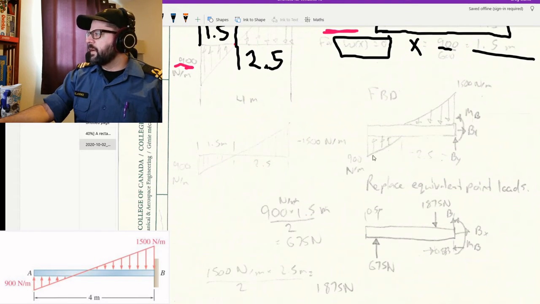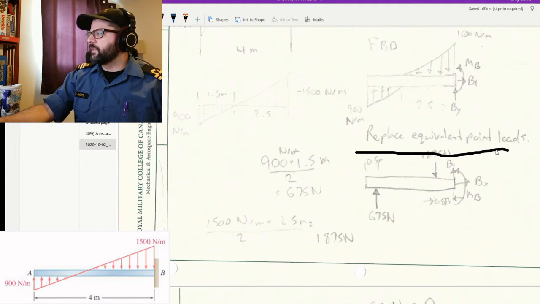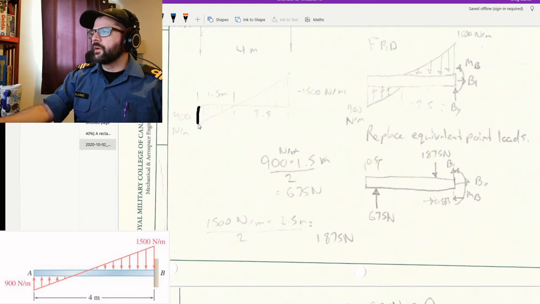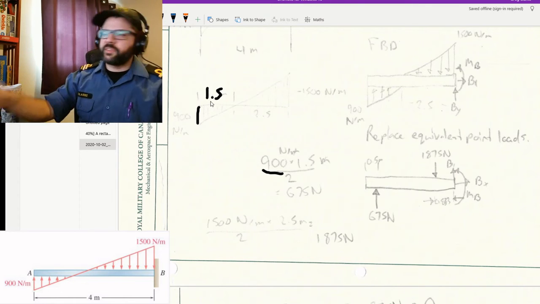Drawing our free body diagram, we've got this distribution here, we've got this distribution here, and we've got our reactions. We want to replace those distributions with their equivalent point loads. So we need the magnitude and we need the location. This one here has a magnitude of 900 newtons per meter times 1.5 meters, divided by 2 because it's a triangle and not a box. So base times height over 2.